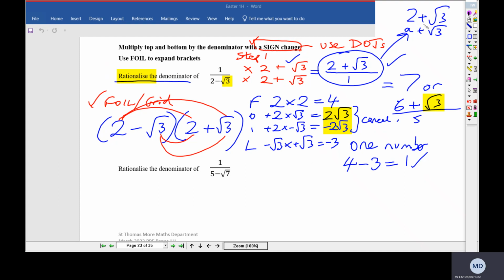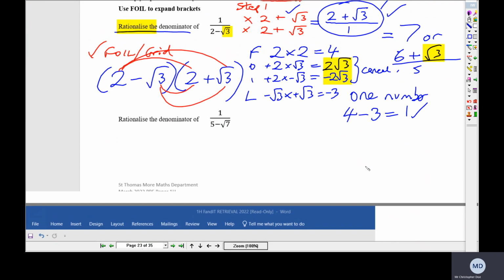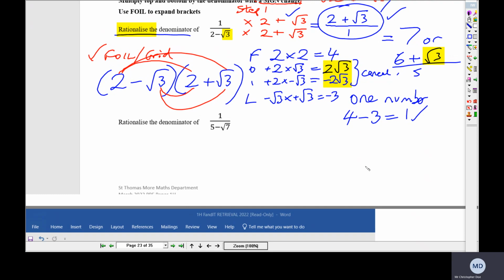Could you try doing exactly the same thing for 3 marks for 1 plus 1 over 5 minus root 7? First mark is, can you multiply by the right thing? So let's write this down. I'm going to put 2 multiply signs down. Come on in, let's see. 1 mark. That's going to be a bonus mark for some of you, an extra mark. Can you write down the right multiplier?